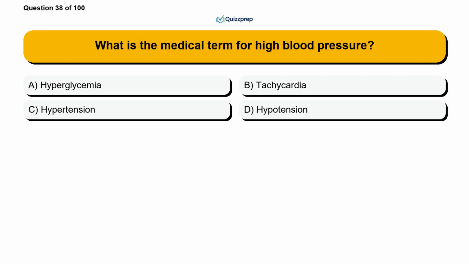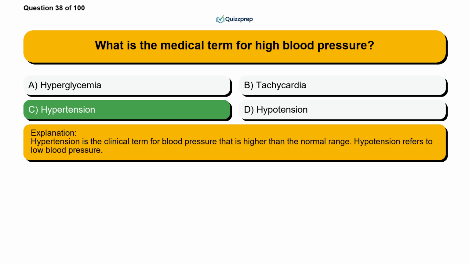Question 38. What is the medical term for high blood pressure? Option A, hyperglycemia. Option B, tachycardia. Option C, hypertension. Option D, hypotension. The correct answer is option C, hypertension. Hypertension is the clinical term for blood pressure that is higher than the normal range. Hypotension refers to low blood pressure.